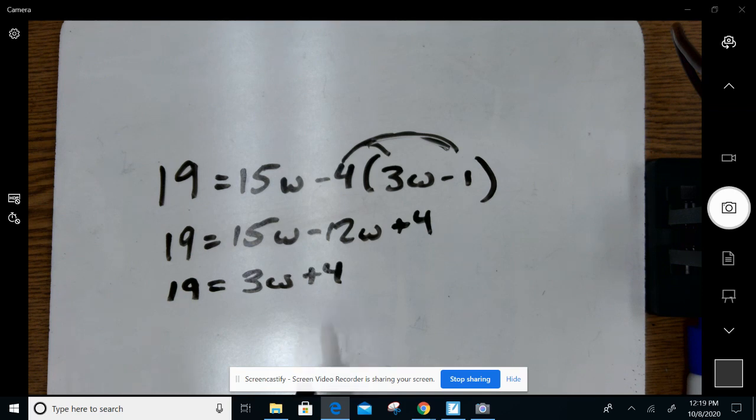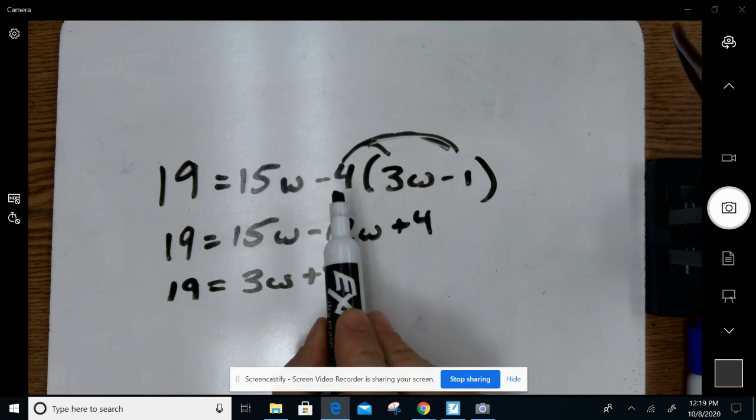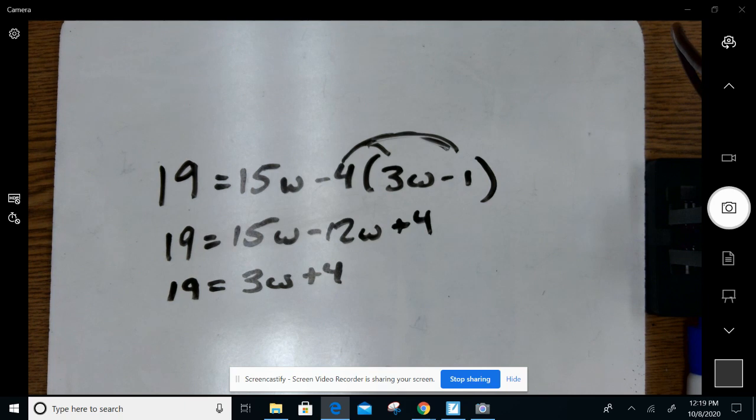Okay, but then you need to combine like terms to simplify, so now both sides are simplified, and now we can go about solving it, getting the w by itself using inverse operations. So that negative, I think, is something that could really trip you up, so I wanted to make sure to mention that.